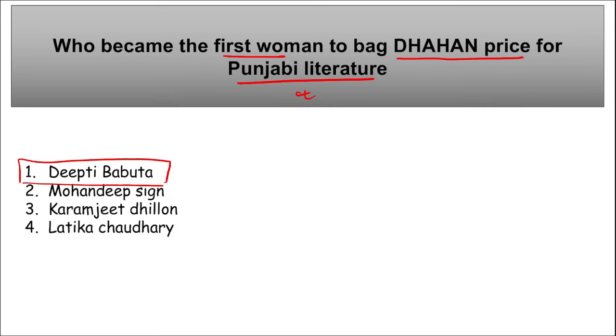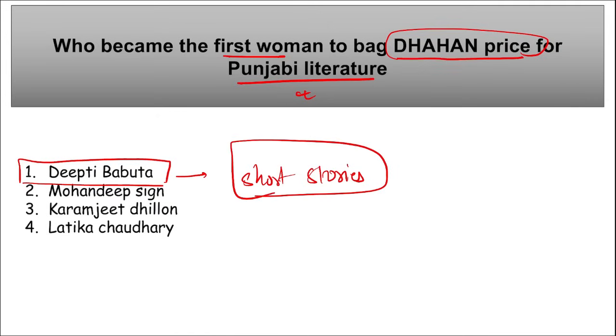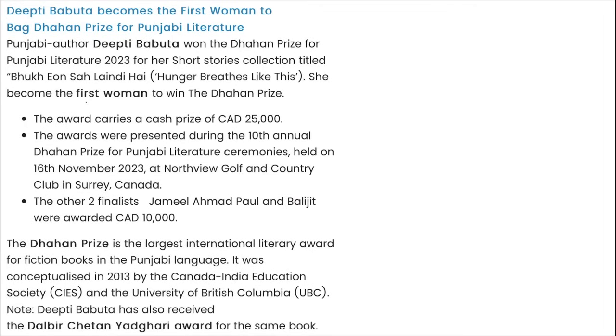Now the question can be asked: this Dhahan Prize is for which language literature? It is for Punjabi literature, and Deepti Babuta won this prize for her short stories. With this she became the first woman to win this prize, and her short story collection is titled Bhook Eon Saha Lendi Hai, that is Hunger Breathes Like This.